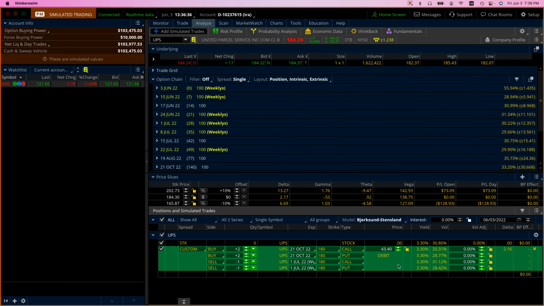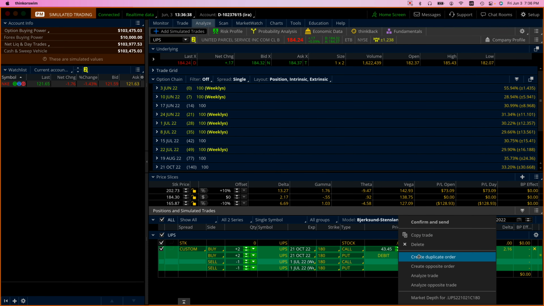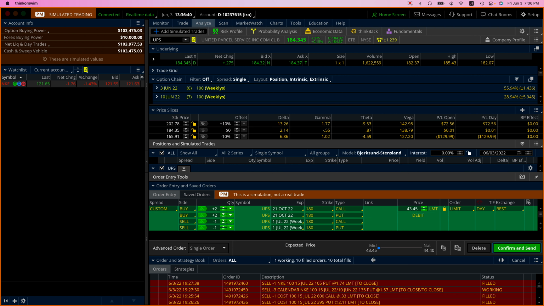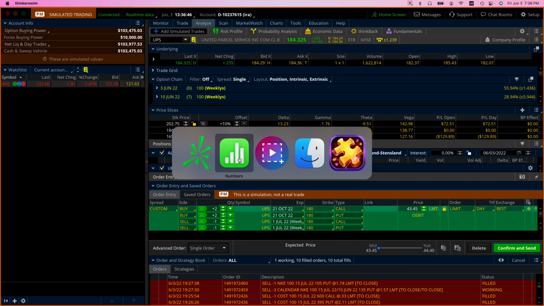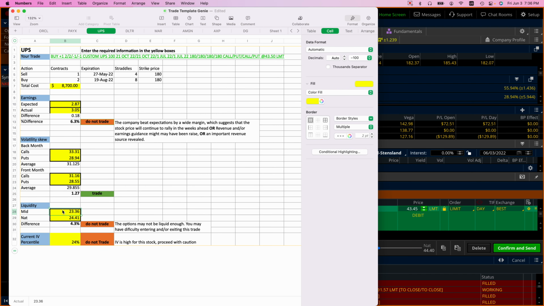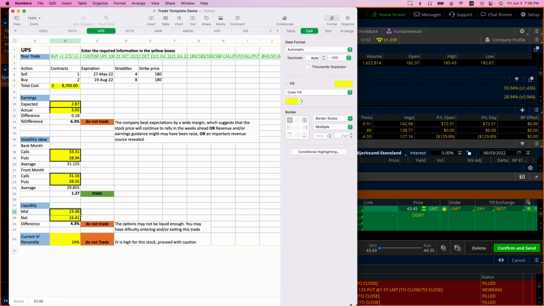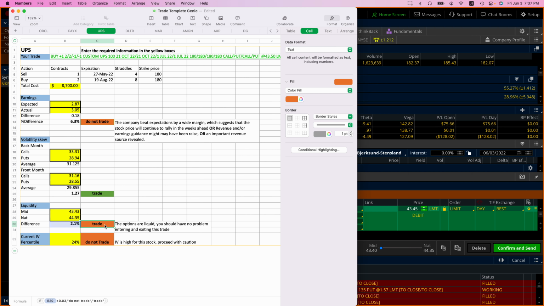Liquidity. How do I calculate the liquidity? I say create duplicate order, and here you have the mid versus natural. Those are the two numbers that you're going to enter. Mid is 43.43 versus natural 44.35. Difference of 2.1. It says trade. That's a green light for that.